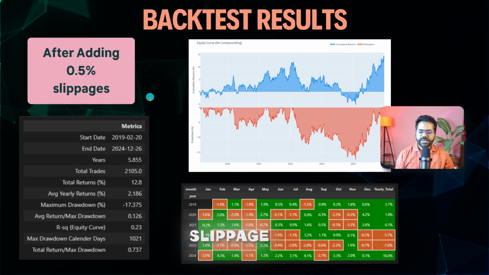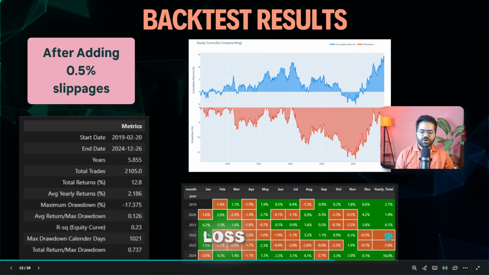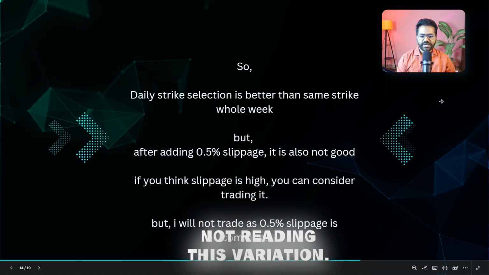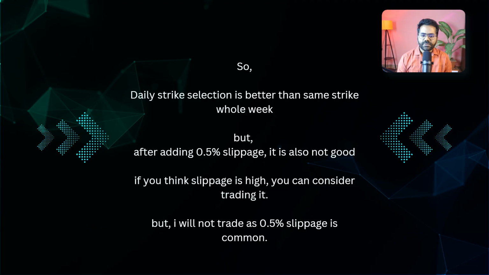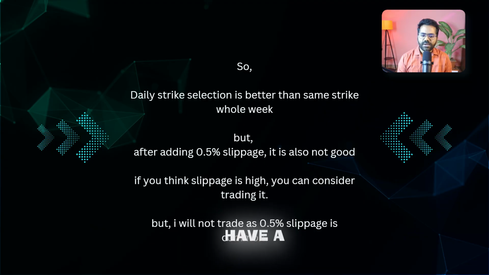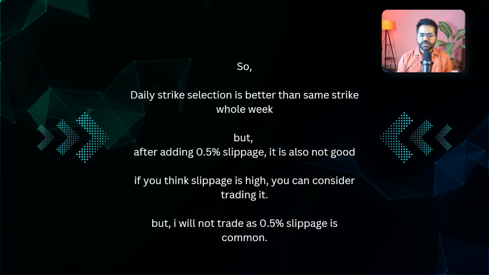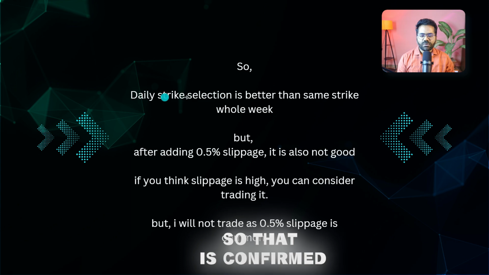But once I add slippage, again the return becomes 2% on average every year. So again, not a good strategy if you look at this. And this is loss making in 22 and 23. So again, I am not trading this variation. So if you take a daily new strike, if you are doing intraday, then you have a higher chance of higher profit. So that is confirmed from this study.